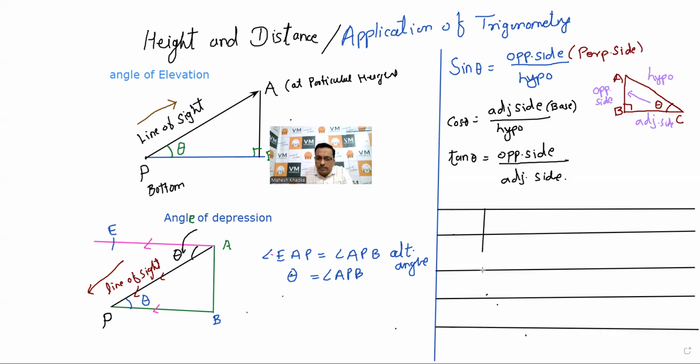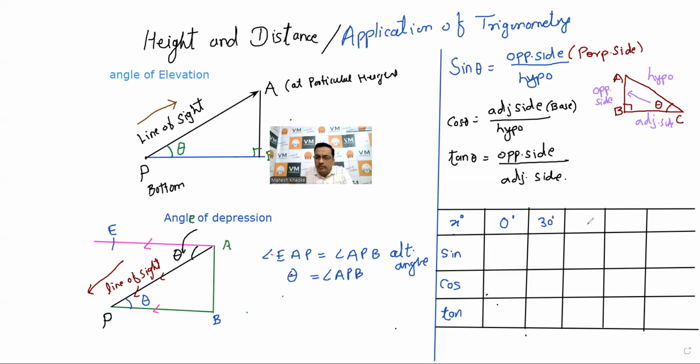तो वन इज फॉर द एंगल्स, देन द 0 डिग्री, देन 30 डिग्री, 45 डिग्री, देन 60 and then 90 degree. Okay. Then here x, here we have to write sine, then cos, then tan. Here 0 degree, then 30 degree, 45 degree, 60 degree and 90 degree.